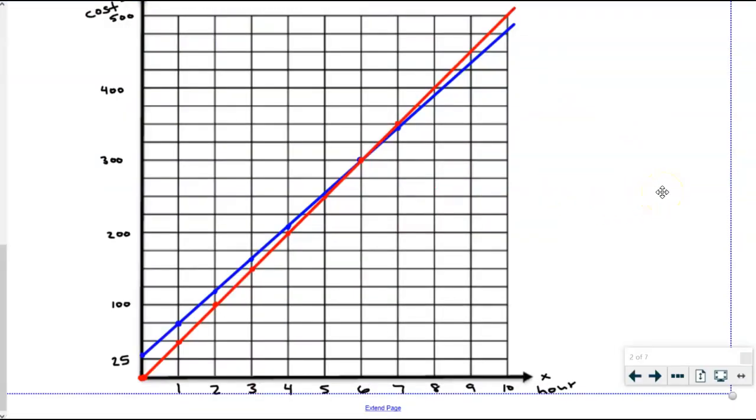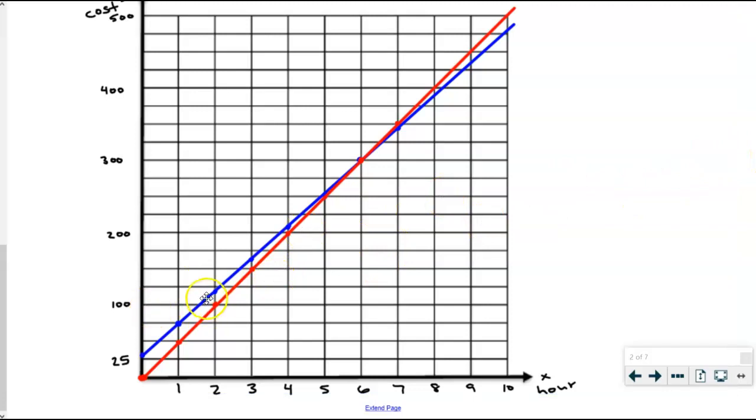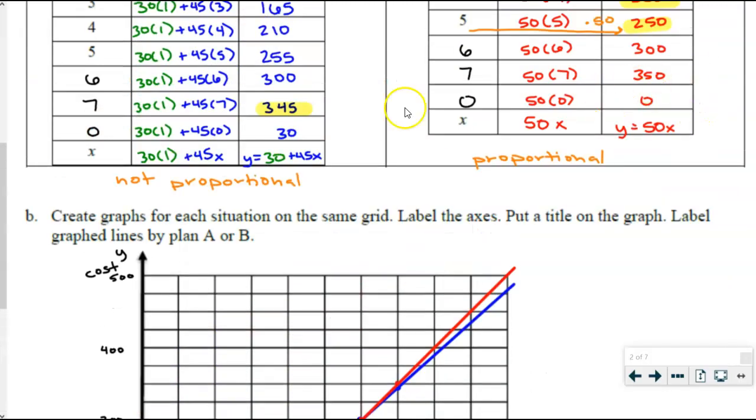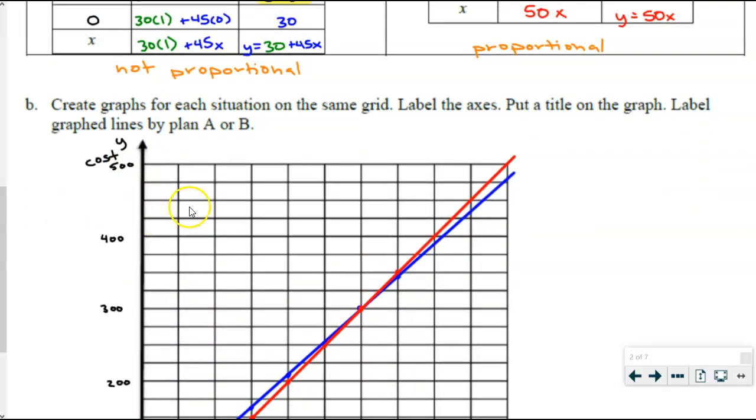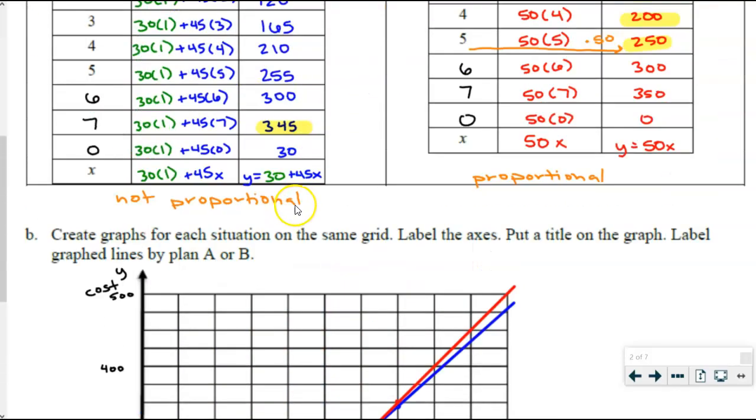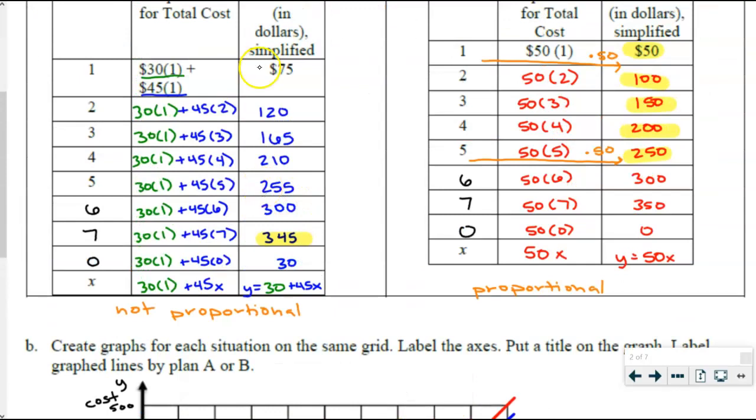Carter, you had a question. Good. Why is there a line for the blue one when it isn't proportional? Because we already know it's not proportional, right? Not proportional, so why is it still a straight line? And the answer, can I have all eyes on the screen? Let's take a look at the table.